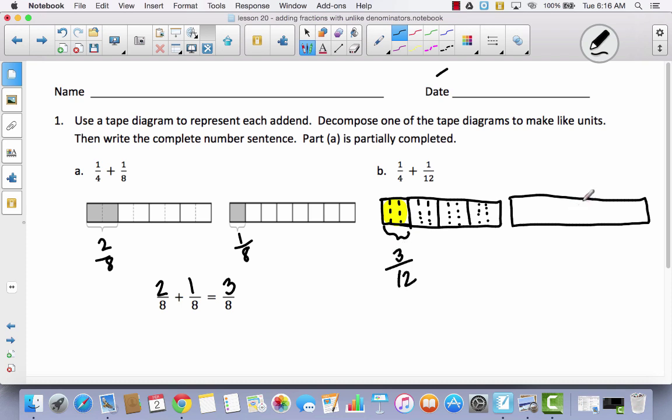And over here I'm just going to make these twelfths. Here's my fourths, and I'm going to divide them into thirds. 1, 2, 1, 2, 1, 2, 1, 2. And I'm going to shade 1. All right, now I have 1/12. So instead of 1/4 plus 1/12, I have 3/12 plus 1/12, which equals 4/12.